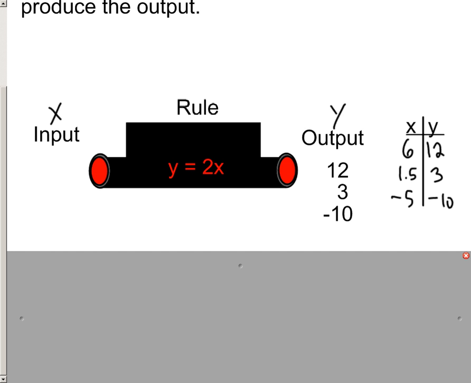Another thing I wanted to mention is that basically the rule is the same thing as an equation, okay? And so when you look at your equation and you see that the x value is in there, that's where you would insert your input numbers. And then most of the time the rule is where the y is all by itself, and that would be your output.